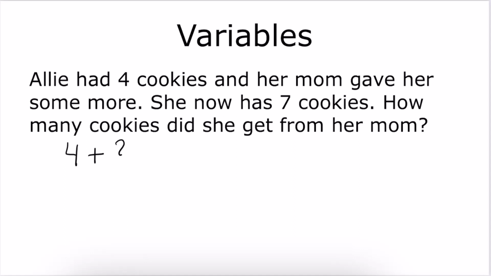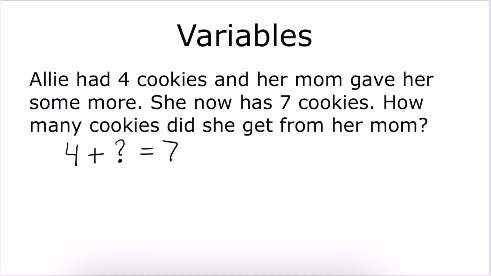So let's use a question mark since that's what we want to figure out. The amount that she started with, which was 4, plus the amount that her mom gives her, which we don't know, is equal to 7 cookies because she now has 7 cookies. So, what can we do to figure out what the question mark is? And you could go through and solve it that way.